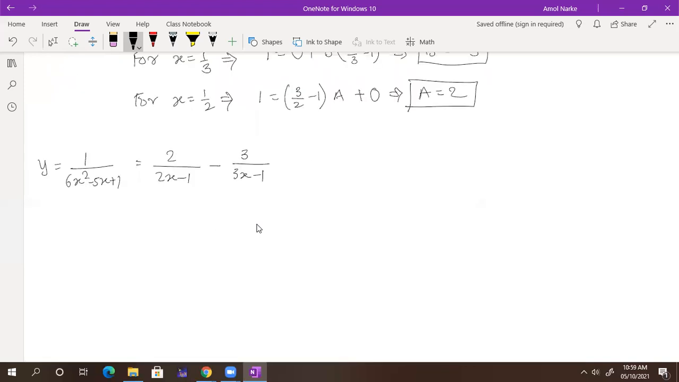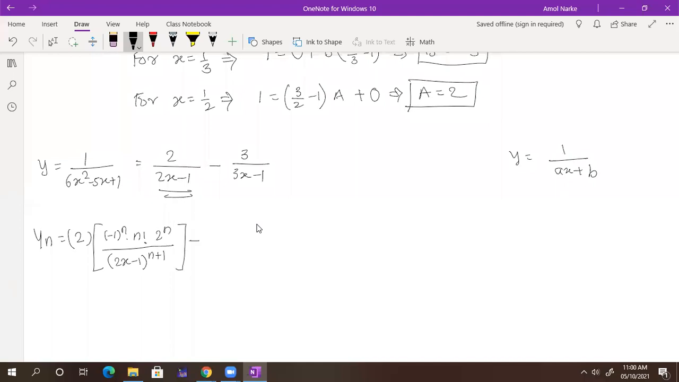Now you can take the nth derivative. So what is the nth derivative of the first function? That 2 I can write outside. The nth derivative of 1 divided by 2x minus 1, tell me. Minus 1 raised to n into n factorial into a. What is the value of a here? Compare this with y is equal to 1 upon ax plus b. Sir, a equals 2. So 2 raised to n. And what comes in the denominator? 2x minus 1 raised to n plus 1. This is the nth derivative of that function.